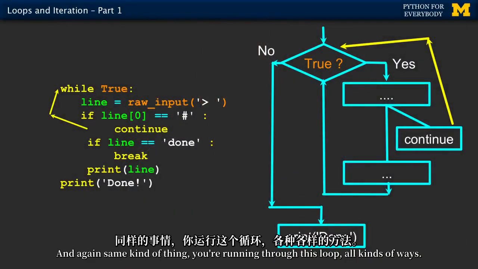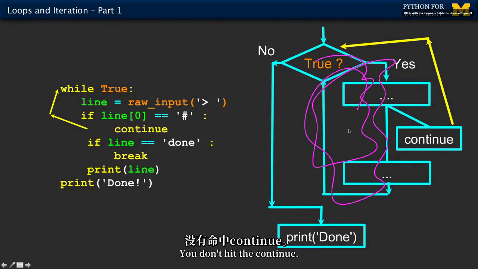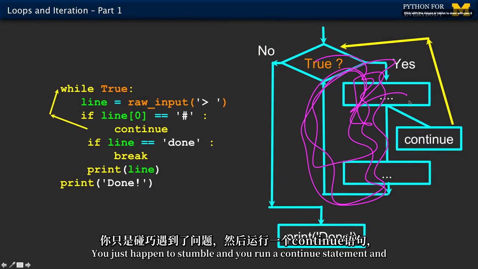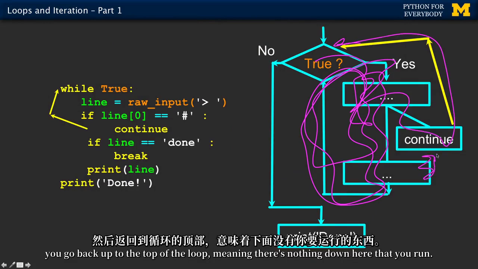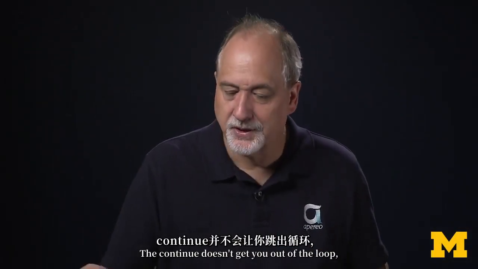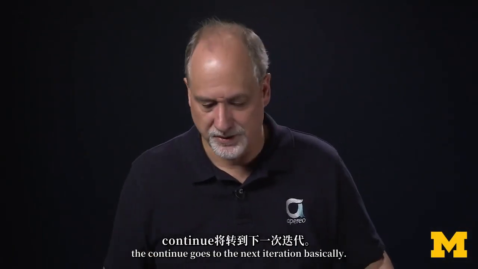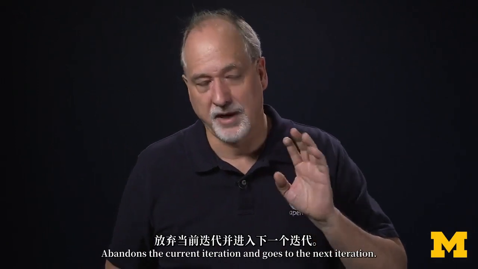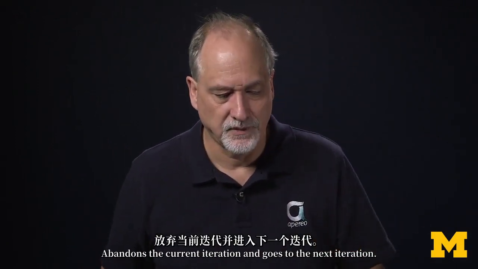And again, same kind of thing. You're running through this loop all kinds of ways. You don't hit the continue. You just happen to stumble and you run a continue statement and you go back up to the top of the loop, meaning there's nothing down here that you run. The continue doesn't get you out of the loop. The continue goes to the next iteration, basically. It abandons the current iteration and goes to the next iteration.